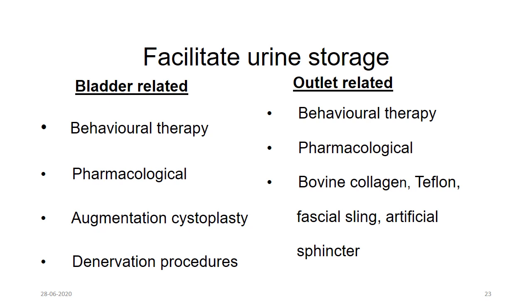And last, in the bladder related management, denervation procedures. Theoretically, it appears very attractive, but the procedure is not widely used. Selective rhizotomy at S3 root on one side can be done. Other method is to interrupt the peripheral nerve supply to bladder.